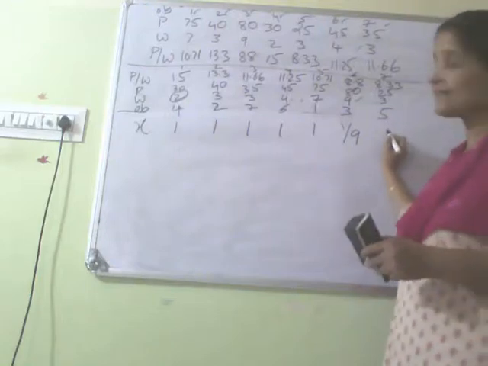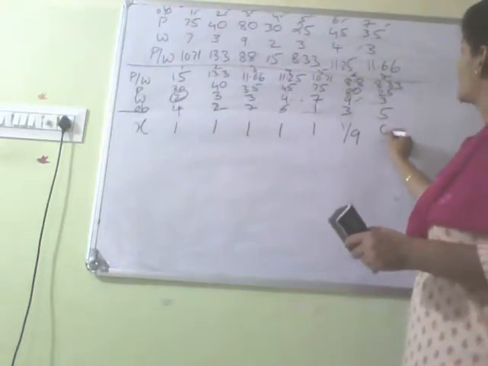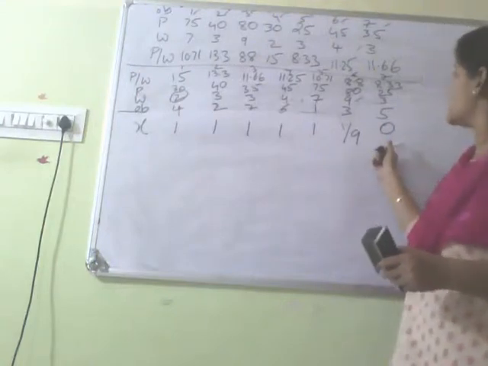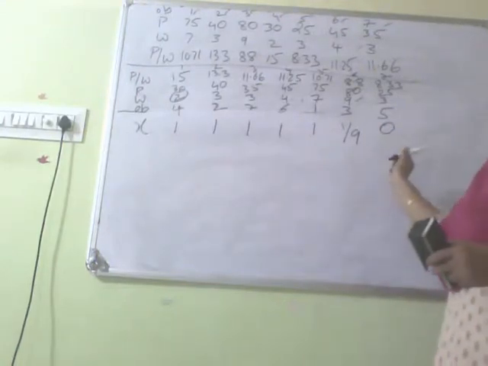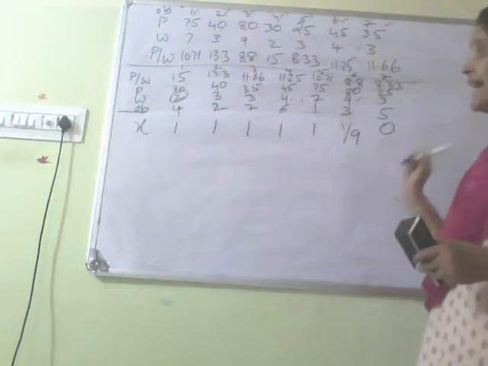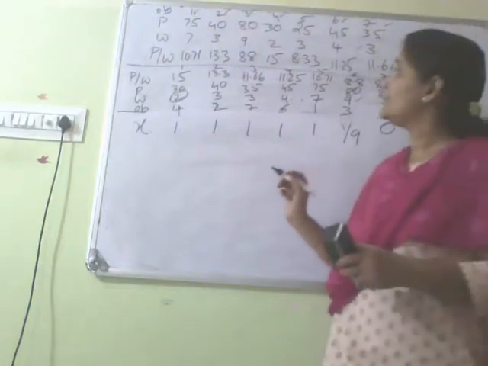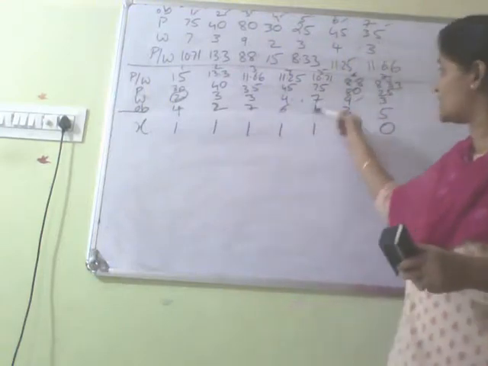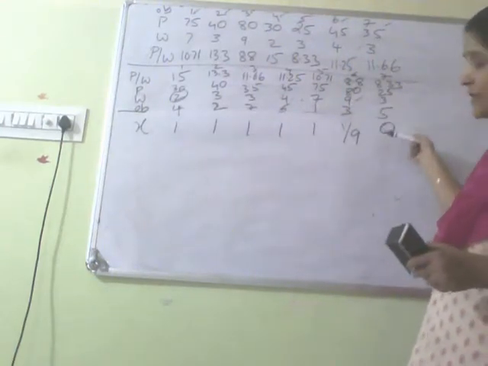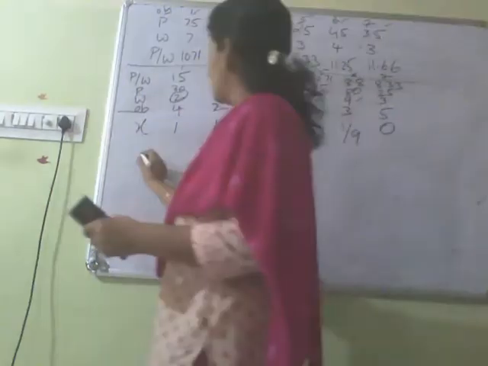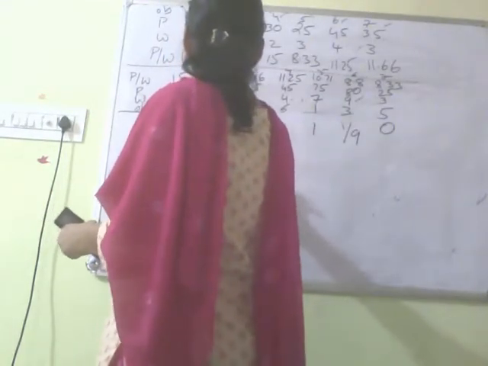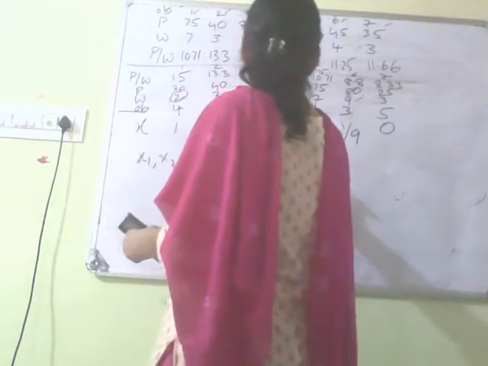We did not select the last object at all, so this is becoming 0. These are the x values, for the object 4, object 2, object 7, object 6, object 1, object 3, object 5. Now let us write the final solution: x1, x2, x3, x4, x5, x6, x7.